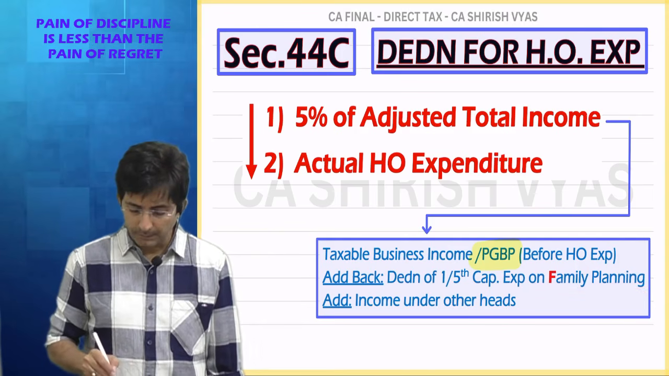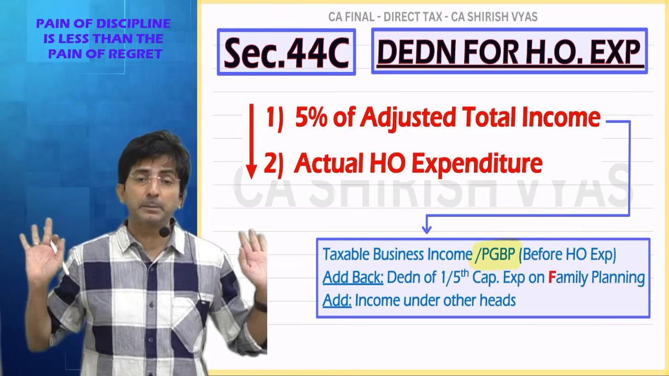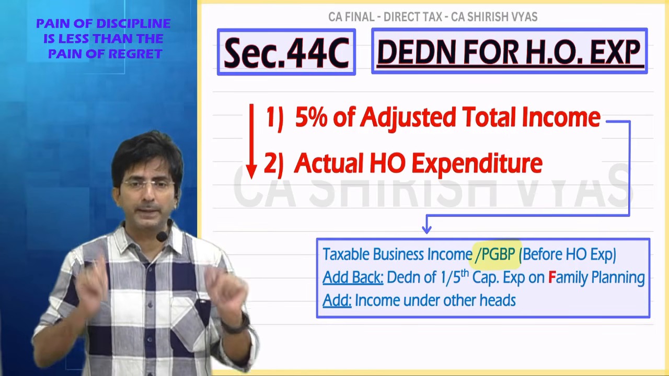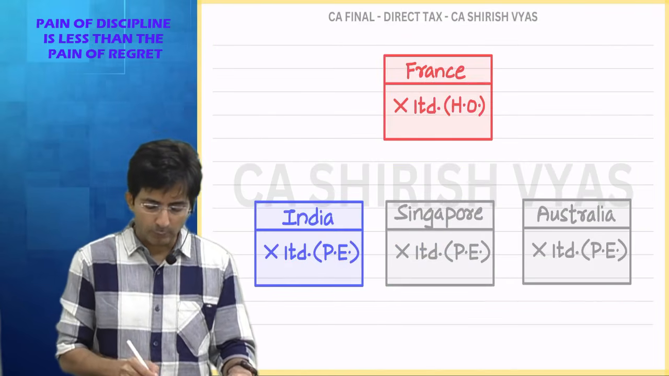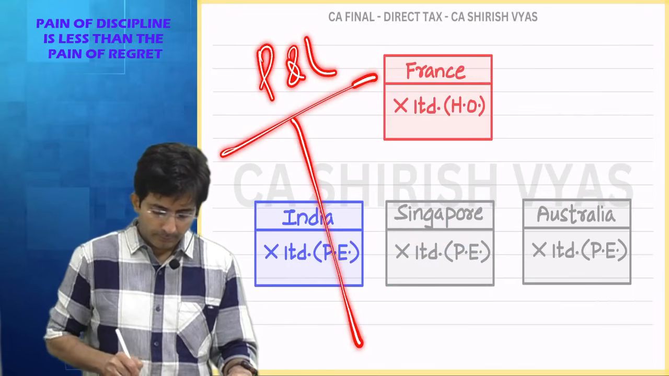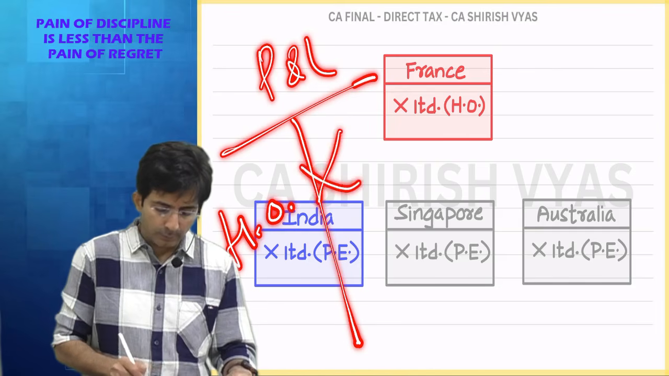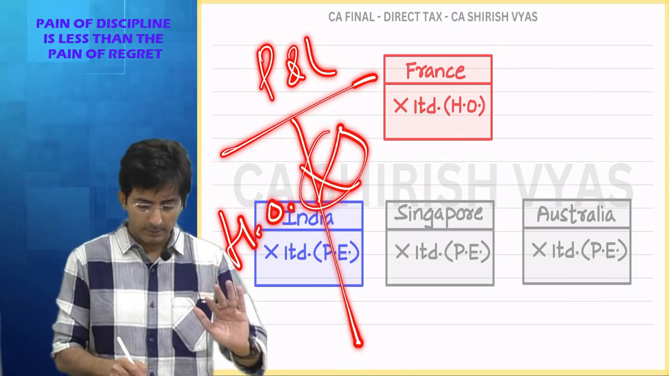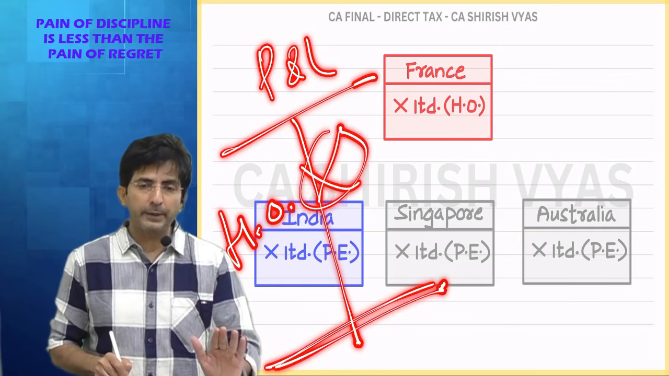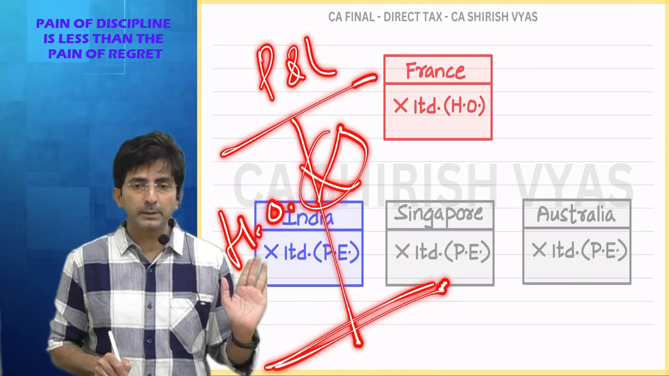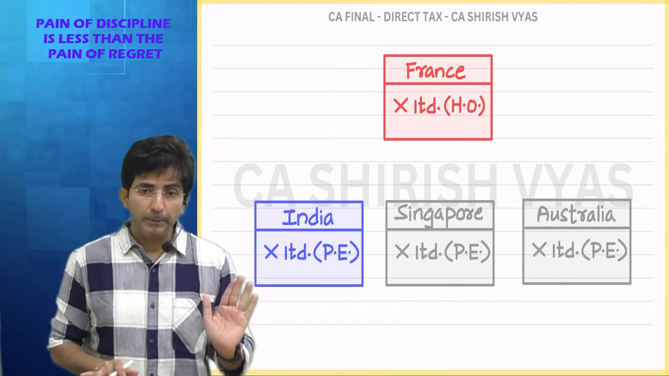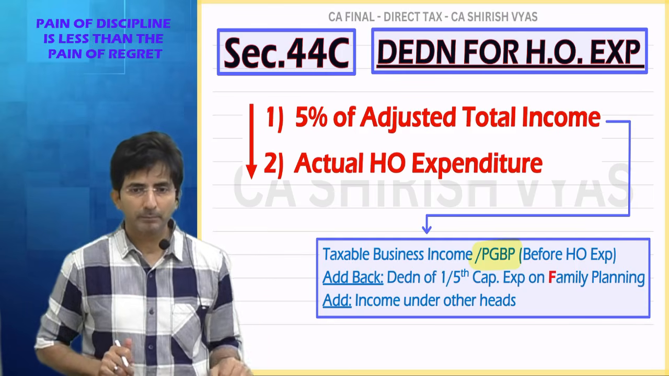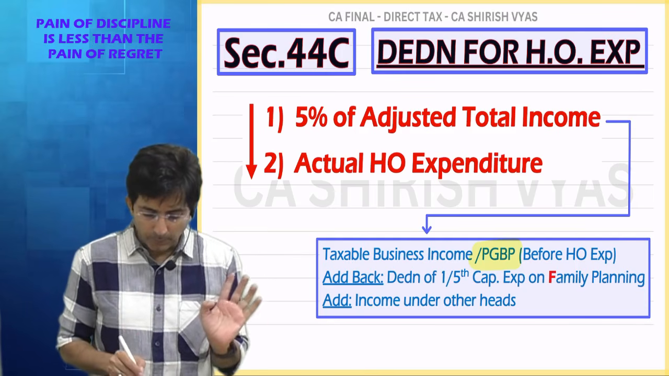Family planning. Actually, see, first you will calculate normal PGBP, normal PGBP without allowing HO expenditure. What do you mean by calculate normal PGBP without allowing HO expenditure? Means this you will disallow. You remember in PGBP how we used to solve, tick mark, cross mark. First calculate normal PGBP, disallowing HO expenditure. And then in normal PGBP, you might have claimed family planning expenditure also. But you add back that. Add back only for the purpose of 5% working.